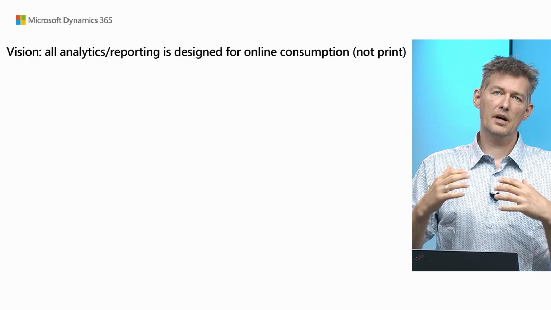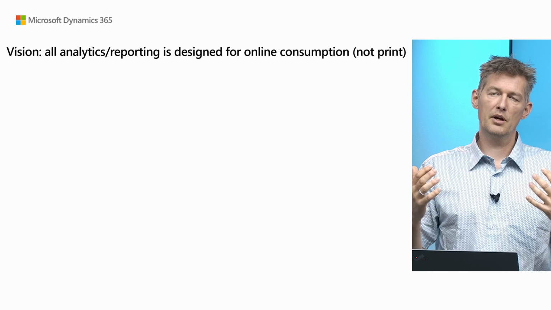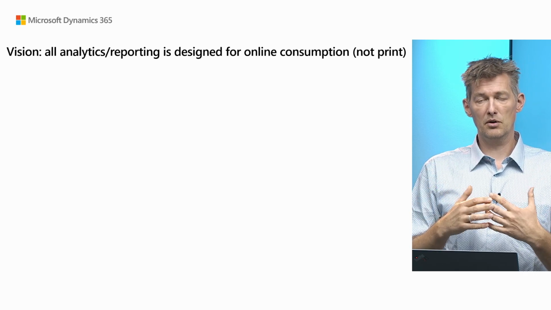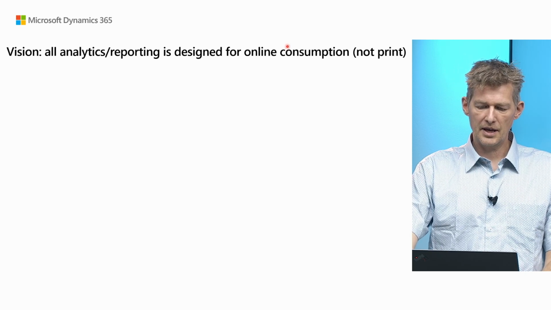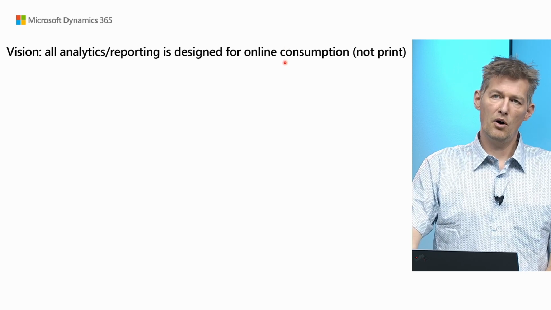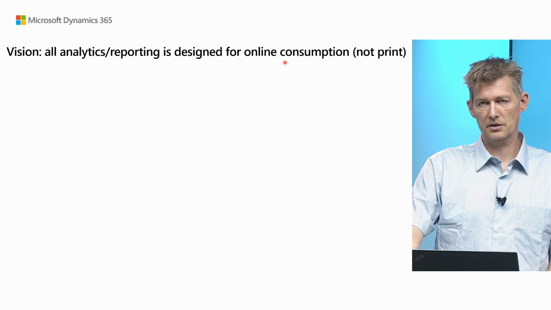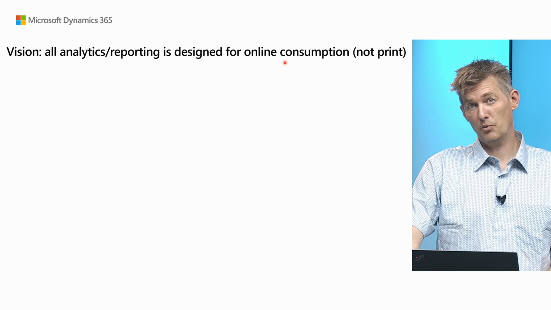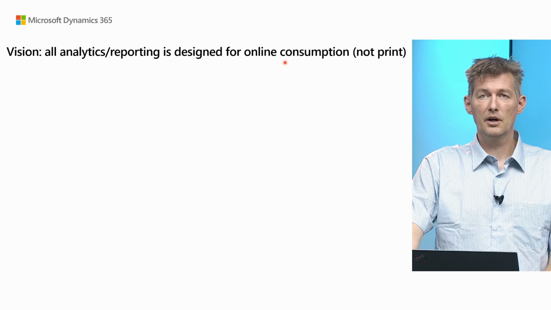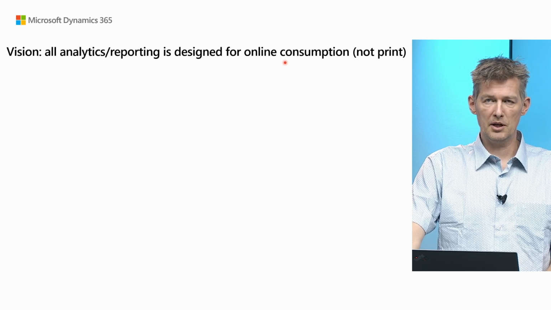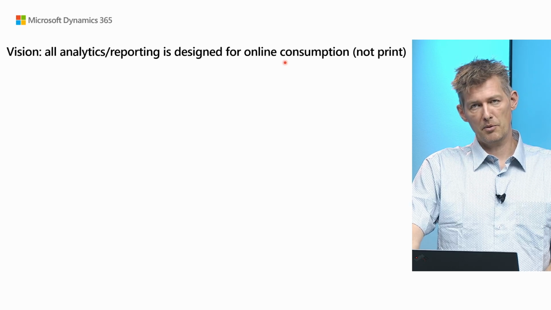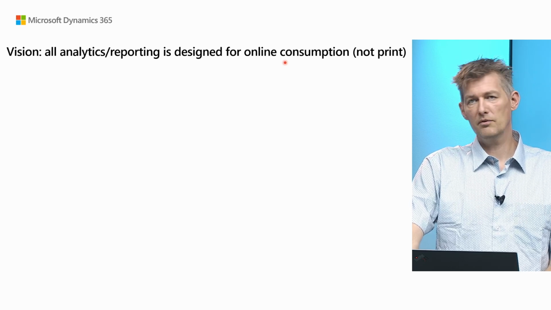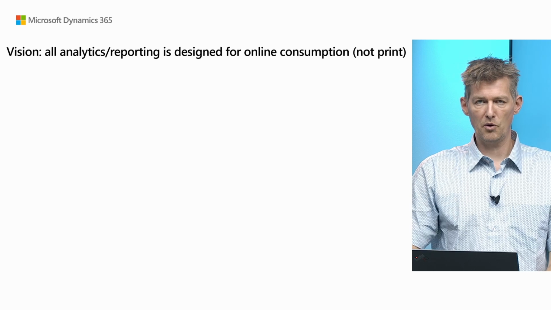want this analytical reporting story for Business Central. And we came up with the overall vision that this has to be for online consumption, not print. Right now, that's the way reporting works, right? We go to a request page, we get a PDF, and if we want a different set of data, we run the report again to get a different PDF. Let's not do that anymore.